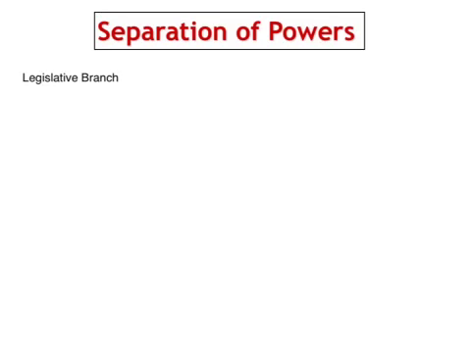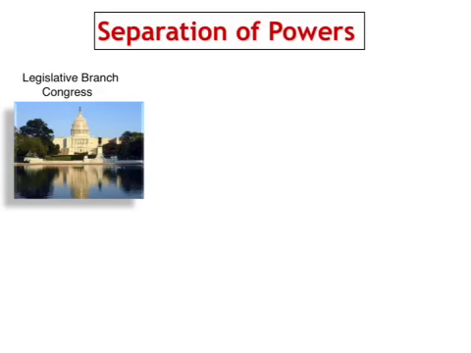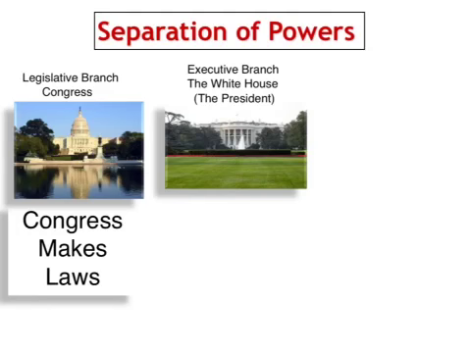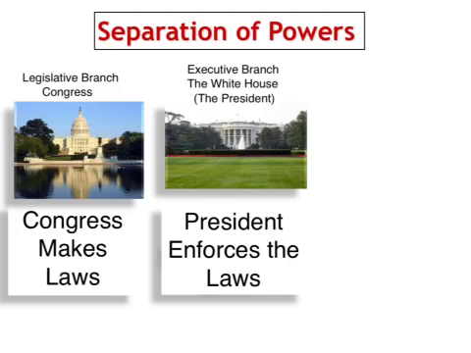Let's go through that again. The legislative branch, Congress, which can be found in the Capitol building pictured here. And again, their main function is to make laws. The executive branch, which is made up of the President and the White House. Of course, this is the White House pictured here. And the President's main job is to enforce laws in the United States.